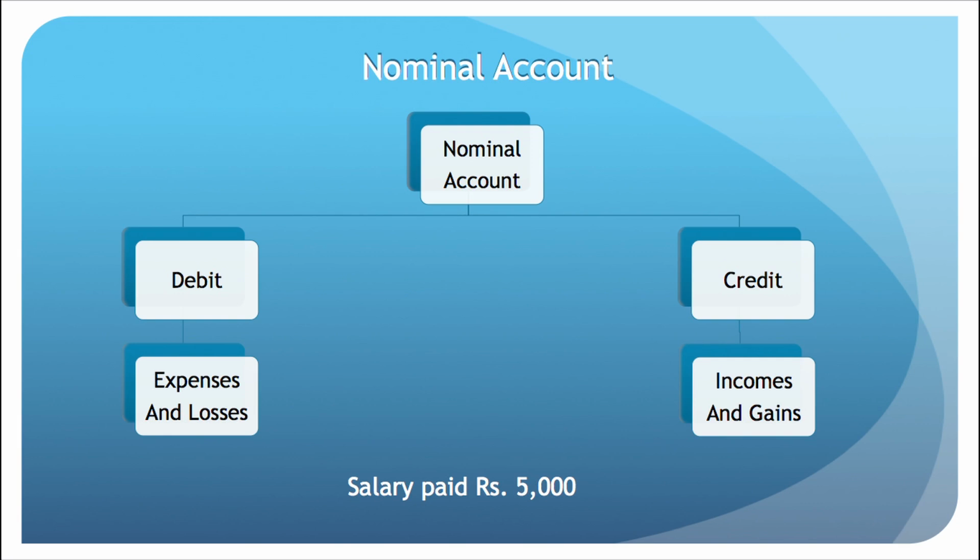Means some expenses have been incurred by the business in the form of salary. Salary has been paid, so this is an expense of the business. So this expense amount 5,000 in the form of salary will be recorded on the debit side. So it is nominal account, it is expense, it will be recorded on the debit side of the account.